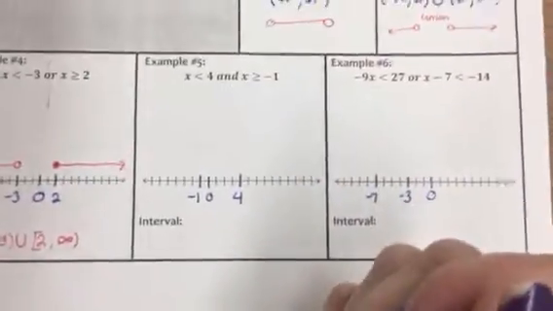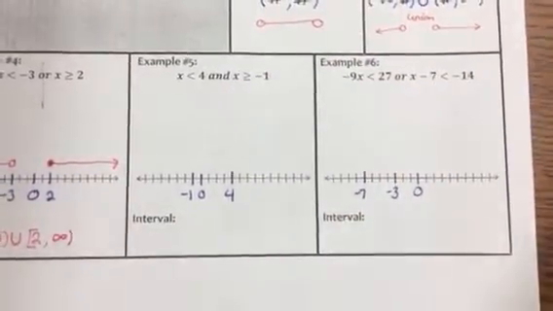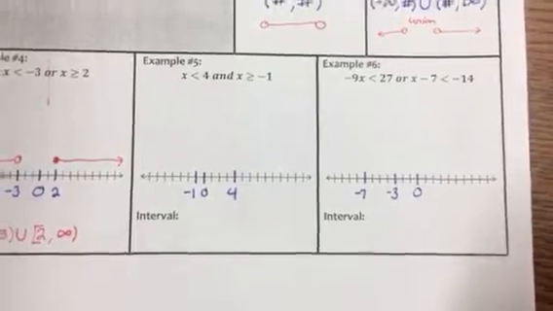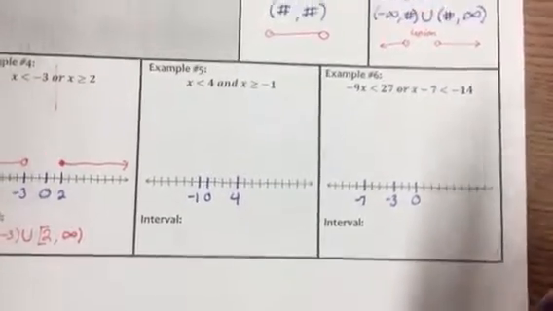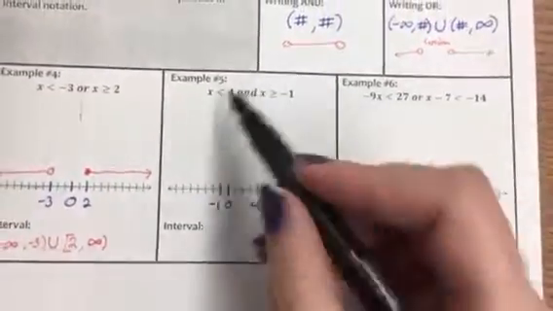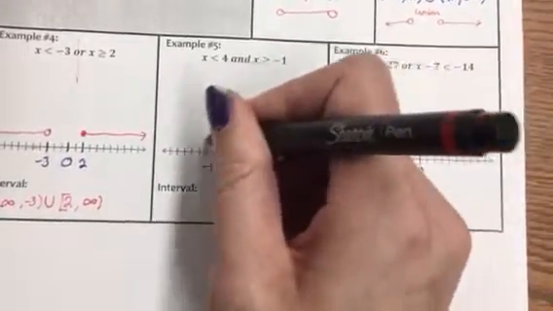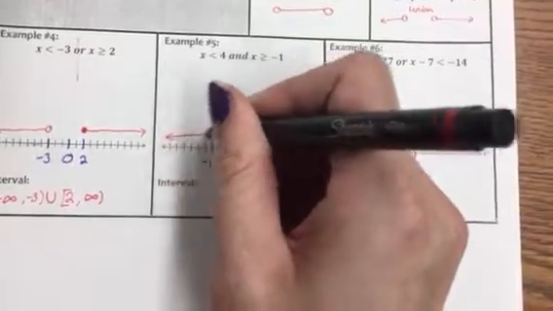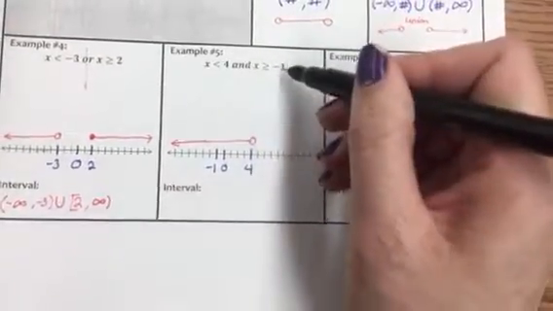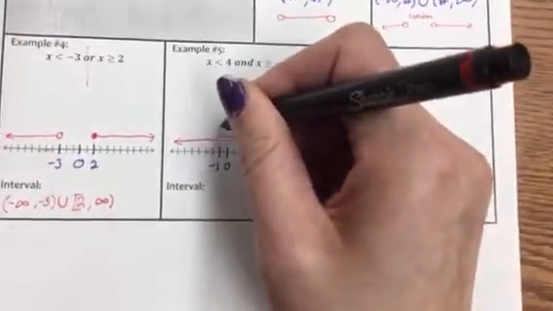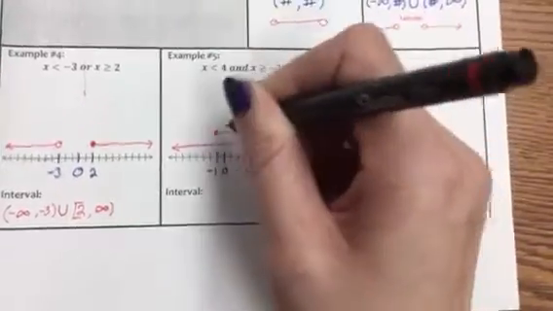On over to example 5. We've got x is less than 4 and x is greater than or equal to -1. Okay, so the way that we graphed these before, we had x is less than 4, so open circle, shade to the left. And for -1, we're going to have a closed circle, shade to the right.